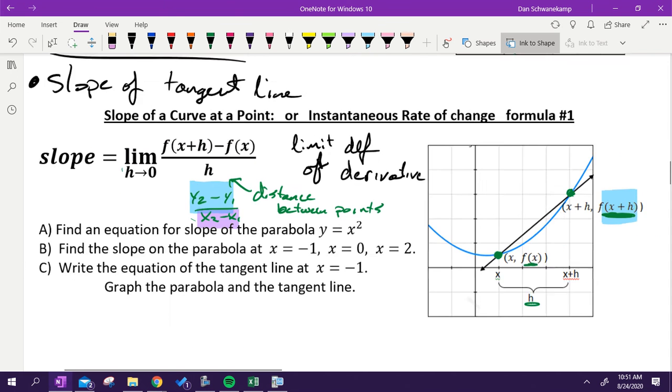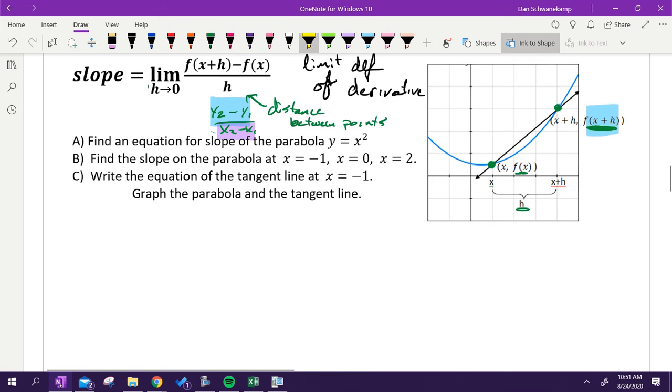All right. Let's do it. So our job here is to find an equation for slope of the parabola y equals x squared. We did this on Friday in Desmos. You've already done this, but we'll see it again. So right now, to find the equation of slope, to find the derivative, we are using this equation right here. So I'm going to write that out. The limit as h approaches 0.